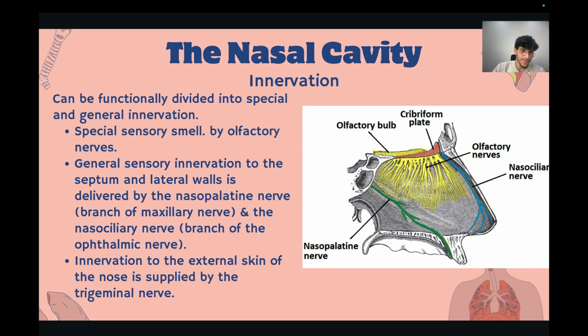Next, we have innervation. Now, this can be divided into special and general innervation. The special innervation is for smell, which has the olfactory nerves. It's where the olfactory area is.